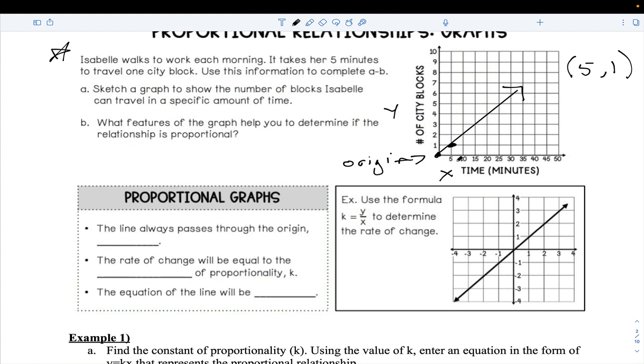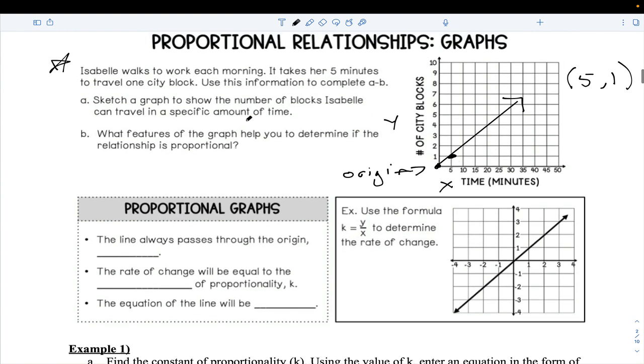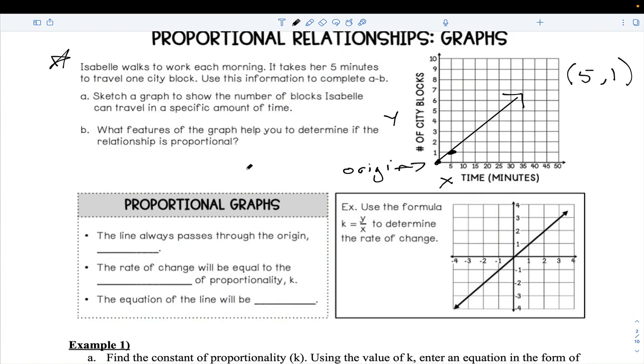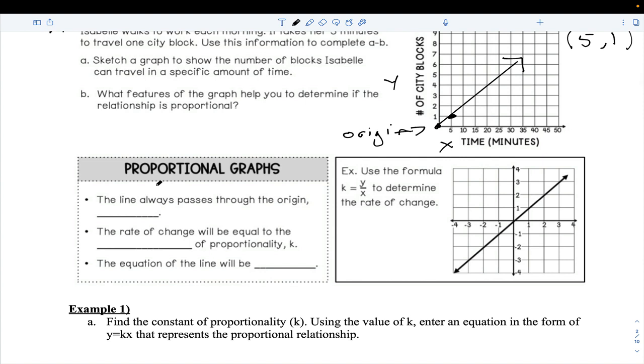And you've just graphed a proportional relationship because they're going the same exact amount of time. We can use this graph to represent it. We are going to make sure 2 things happen. For it to be proportional, you have to have the line going through the origin, which is at 0, 0. The rate of change is always equal to the constant. And the equation for a proportional relationship is always going to be y equals kx.